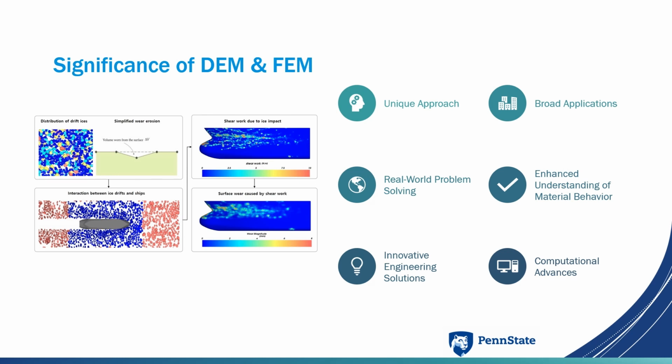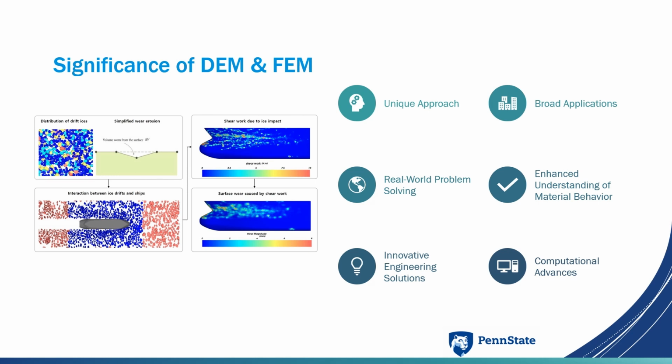For example, in the design of high-capacity silos, DEM simulations can prevent catastrophic failures by identifying the stress points and the flow blockages that might not be evident through traditional analysis methods.